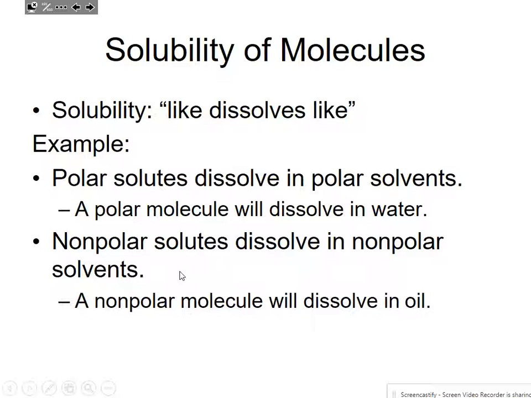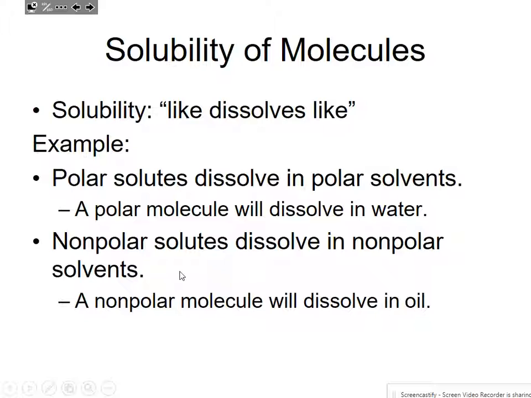So polar solutes dissolve in polar solvents. A polar molecule will dissolve in water. Nonpolar dissolves in nonpolar solvents. So a nonpolar molecule will dissolve in oil. So the point is that if I want to dissolve something, they have to have similar polarities.